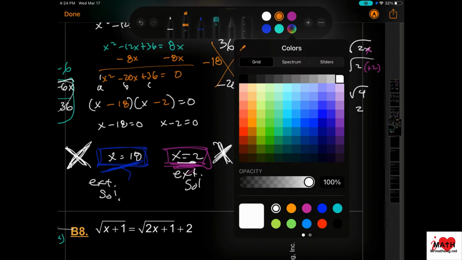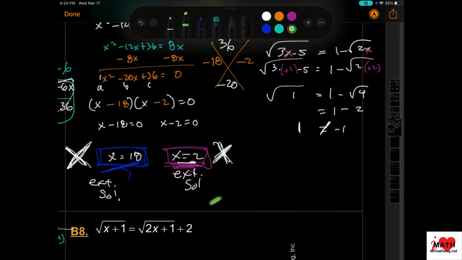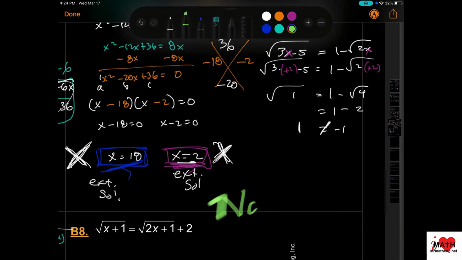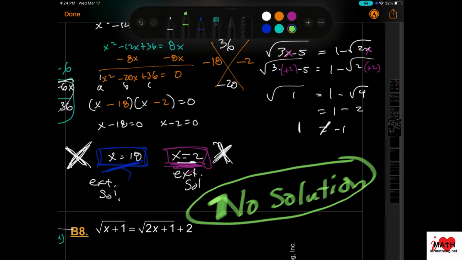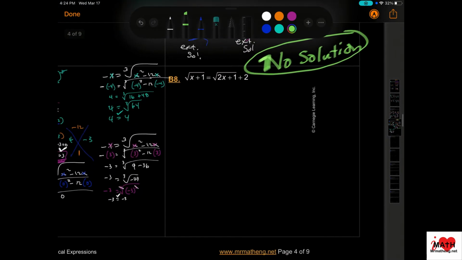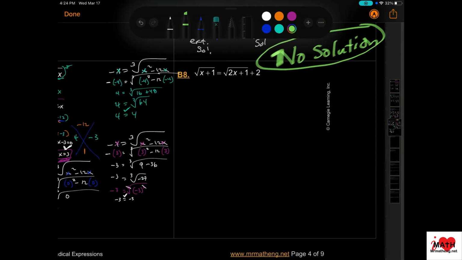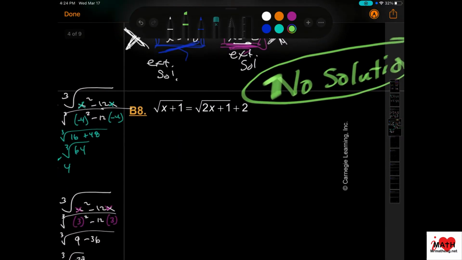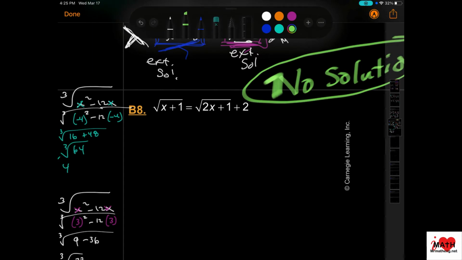Let's do a different color I've never used. So the final answer is, whoa, that's really big. No solution. When they're both extraneous solutions, then the answer would be no solution for B7. Let's try B8. Let's do the same strategy we did on the other side. The left side is already isolated, so I can go ahead and just square both sides.